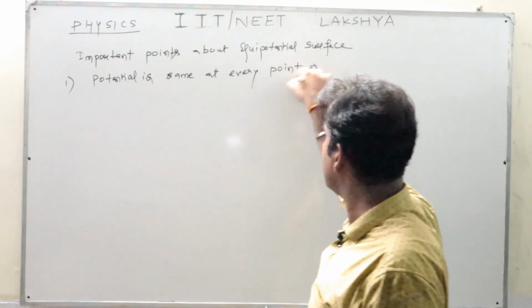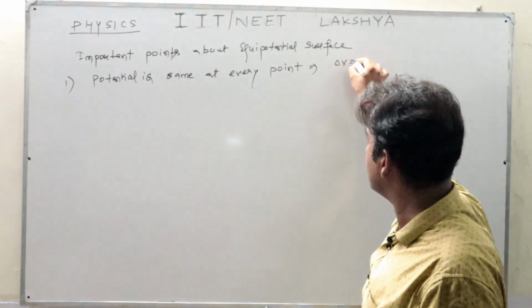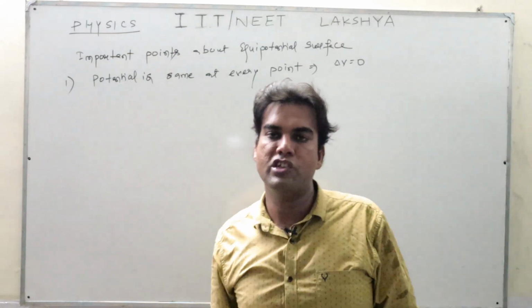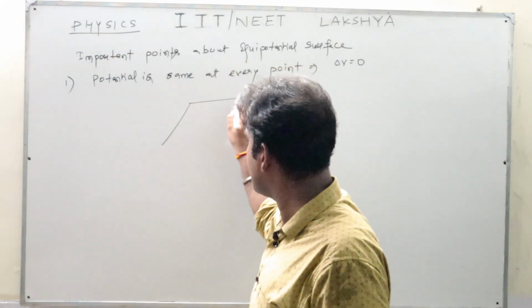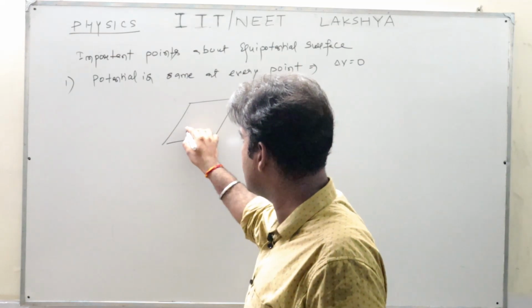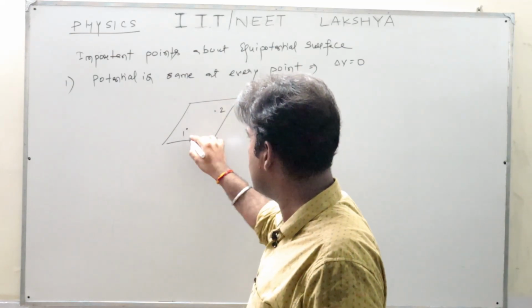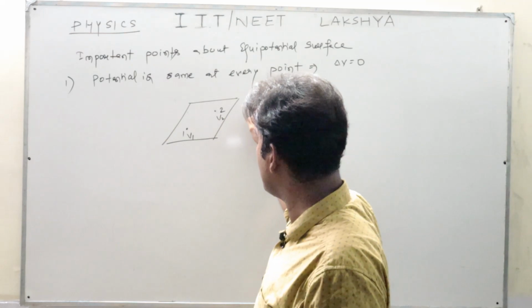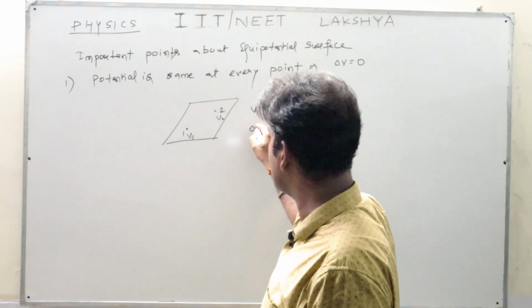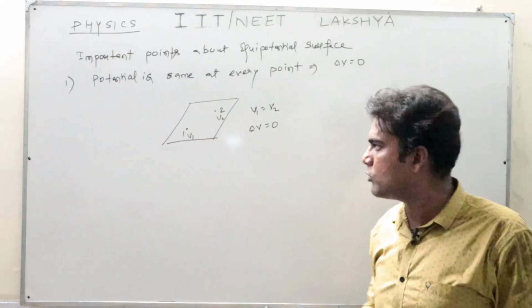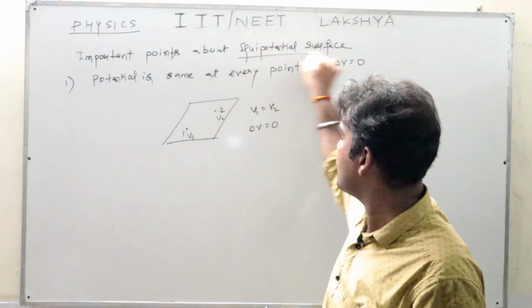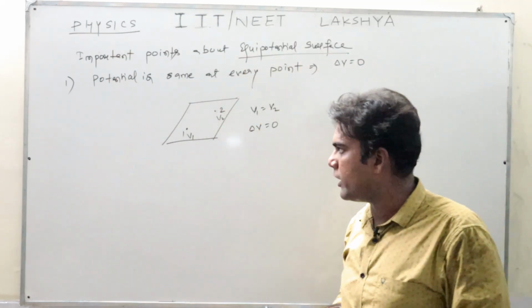It means that potential difference will be what? 0. There will not be any change in potential, because suppose this is some imaginary surface, this is point 1 and this is point 2. So here V1 and V2, and we know V1 is equal to V2. So delta V will be what? 0, because potential is the same at both points, because that is your equipotential surface. So that is point number 1.